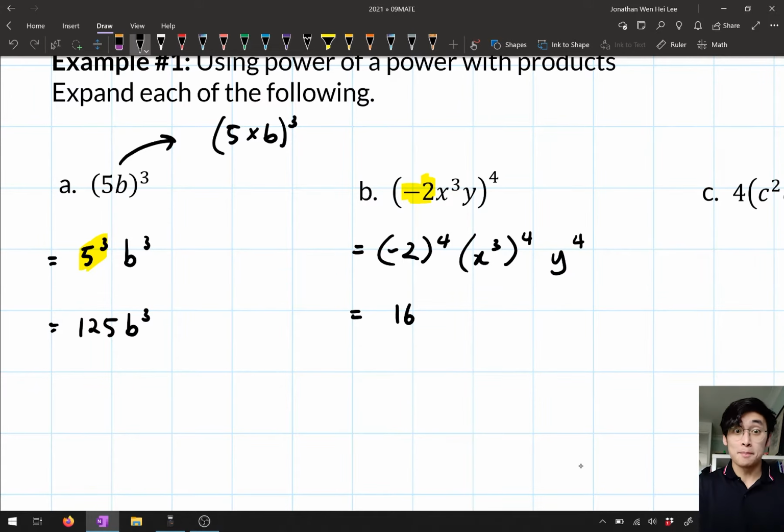Now, when you've got a power of a power, just like we have here, so we've got x cubed, and we're raising that to a power 4, just like we did last lesson, we multiply the powers. So here, this becomes x to the power 3 times 4, which is 12. And the last term, y to the power 4, we keep it there. Cool. So just again, like we did when we're raising products to a power, we raise each individual part of our product. So the -2, x cubed, the y, to the power 4.